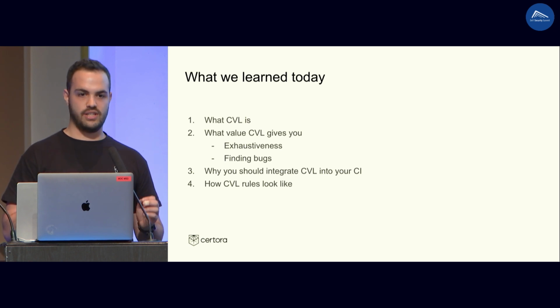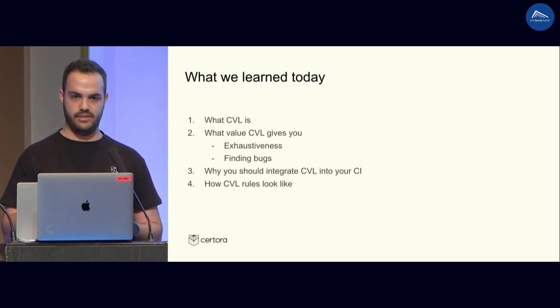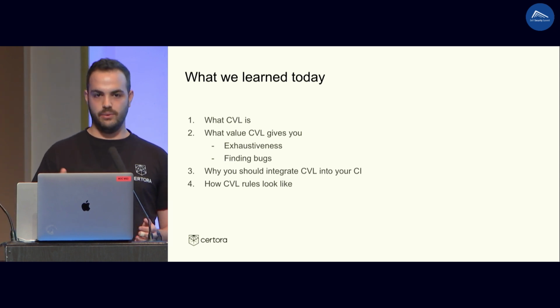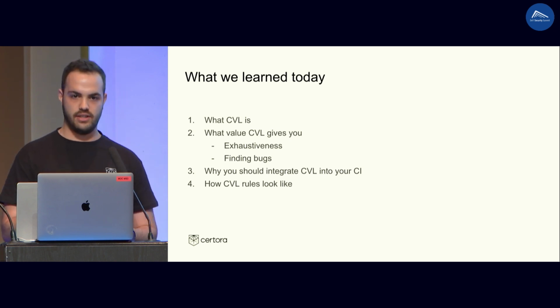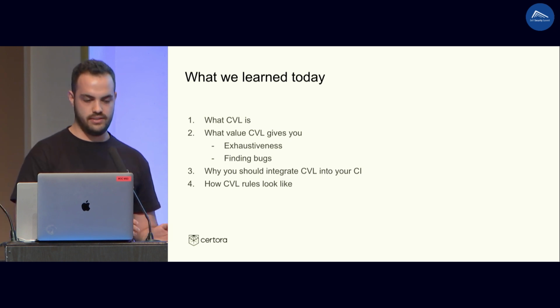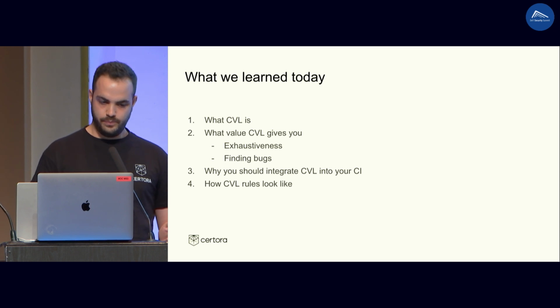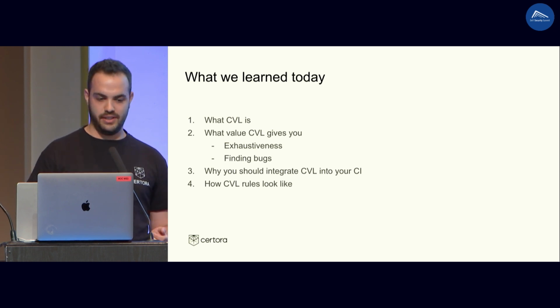and you can know for sure that no matter how many small changes you've made, even if you change one function, one line, one if statement, something might break. Then after the rules run over it, you know that there is no initial state, no inputs to any function that will break those properties. And you know that it is correct. This is why you should integrate CVL into your CI.